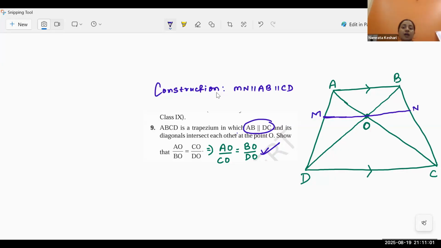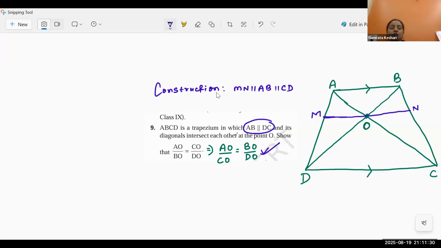How will we understand we have to do the construction? We have to keep in mind there are two questions over here, both are trapezium based questions. In both the questions, the same construction we have to do. Through the intersection point O, we have to draw a line which is parallel to both of them. Making sense? Yes, ma'am. Okay. You can check it after the class.